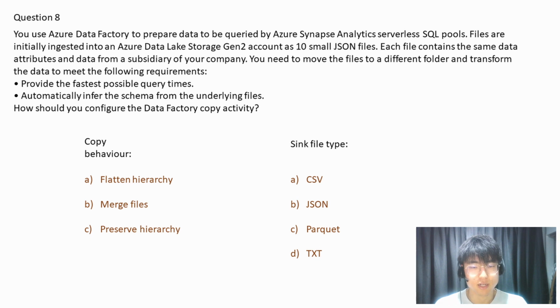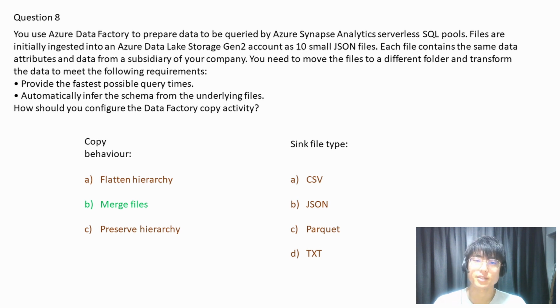Provide the fastest possible query times, automatically infer the schema from the underlying files. How should you configure the data factory copy activity? So there are two parts to this question. First, we need to answer the question for copy behavior, and after that we need to answer the question for sink file type. So reading the question here, it doesn't seem like there's any hierarchy that we will be looking at. So for copy behavior, we can ignore the two hierarchy options and we can go straight with B, merge files.